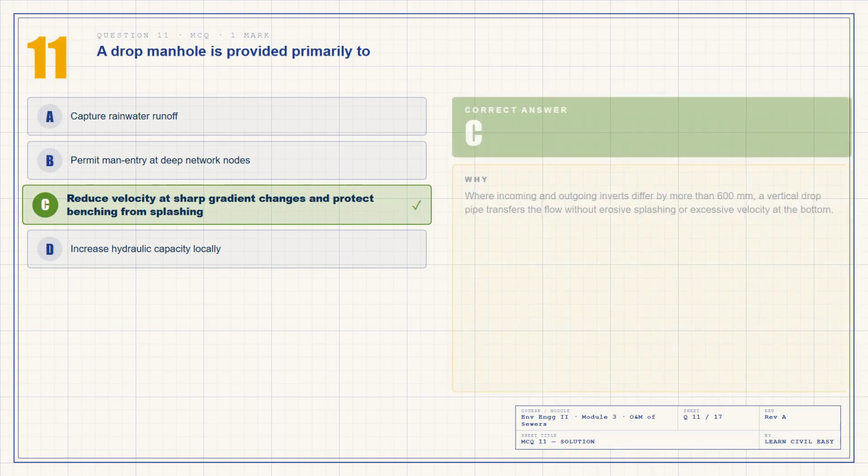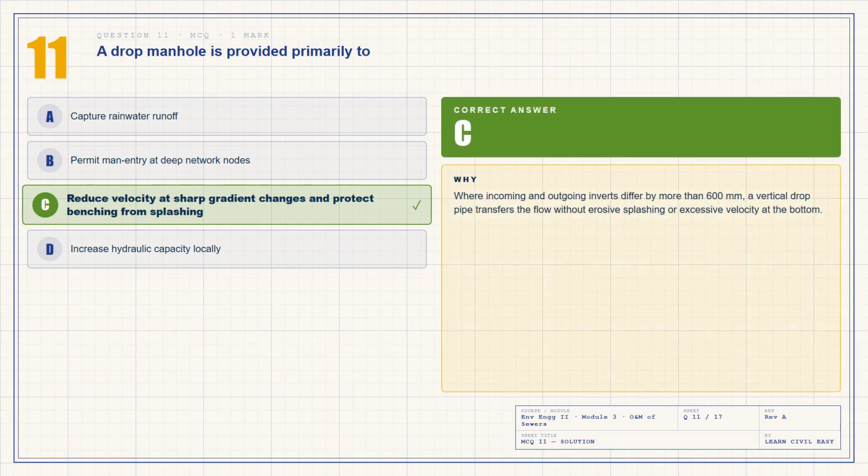Question 11. The answer is C. Whenever the incoming sewer is more than 600 millimeters higher than the outgoing sewer, we provide a drop manhole. The vertical drop pipe takes the flow down without splashing onto the benching, which would otherwise erode it. This is a sketch question in many exams. Remember the vertical drop pipe inside the manhole.